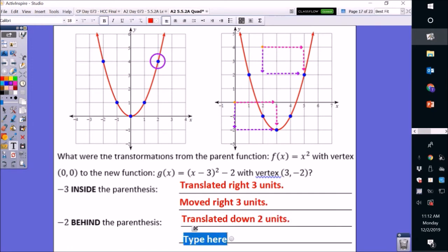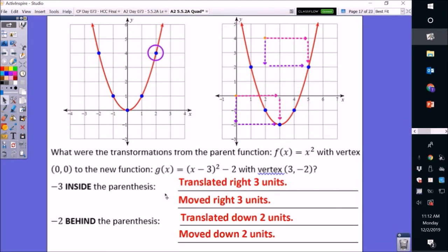So let's review. If it's minus 3 inside the parenthesis, it means that it translated right 3 units. And if it's minus 2 behind the parenthesis, it means that it translated down 2 units. So you can safely say that it's the same process, same pattern as what we did for absolute value. Then you could say that it would be the same pattern, same process if it were the opposite signs or opposite operations in terms of absolute value translations.